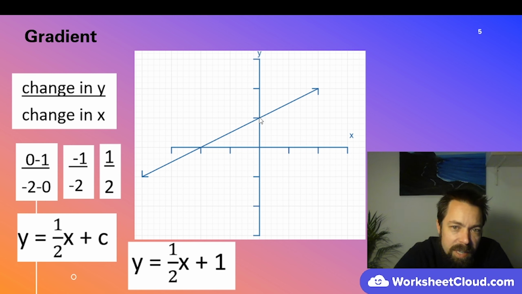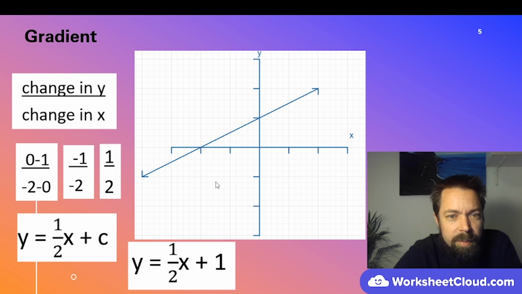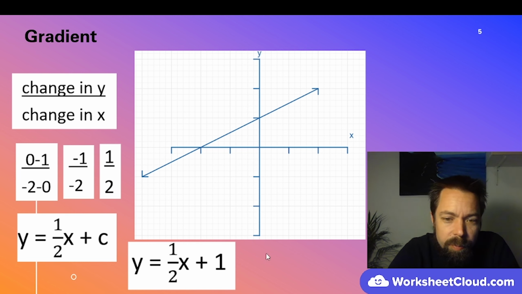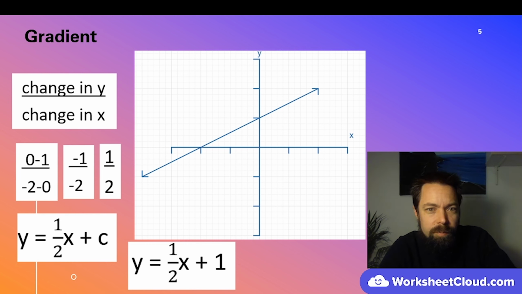If I look at the x value here, the x value is 0, and the x value here is minus 2. 0 minus 2 and 1. Sorry, I'm doing that the wrong way around. Maybe I should jump across the whiteboard and do it. Okay, let me go do that.